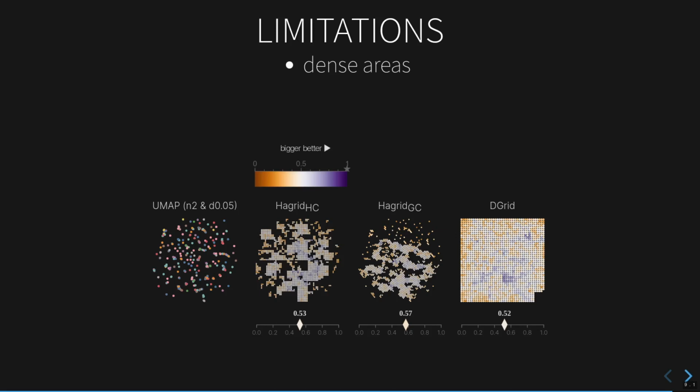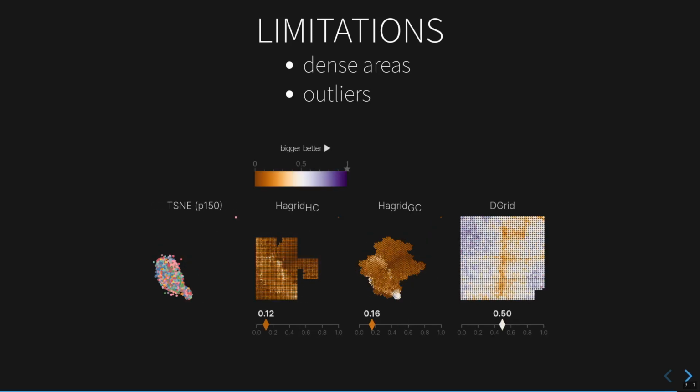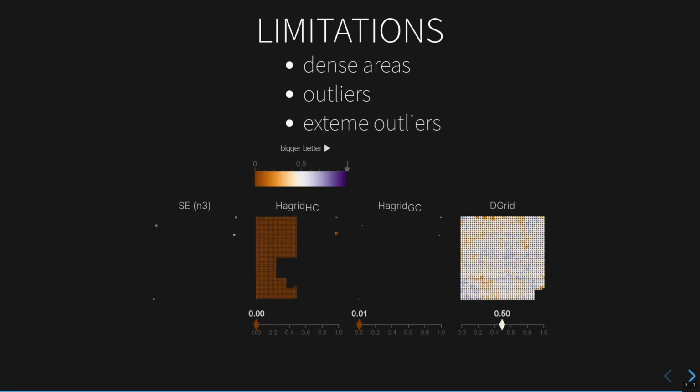Hagrid has some limitations. There are very dense areas in some scatterplots, which produce artifacts in the final layout. The dots here are colored by the neighborhood preservation metric. This is probably a problem for most gridifying algorithms. Hagrid does not work well with outliers, and even worse with extreme outliers. But those are examples where you probably have to rethink the dimensionality reduction output in the first place.